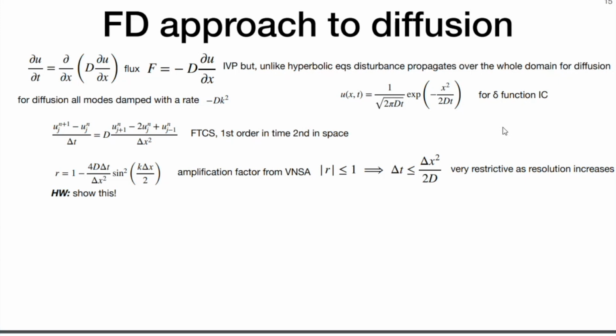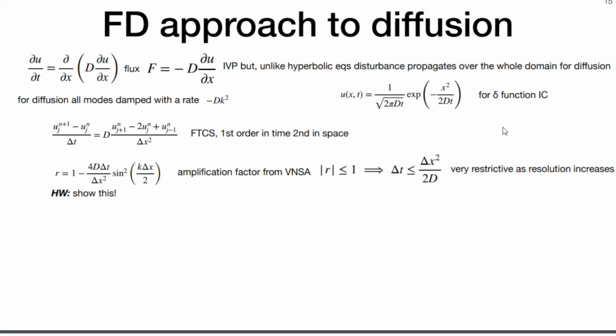Again, you can do the one-dimensional analysis. This is the amplification factor that you get. For diffusion, you know that all modes get damped rather than growing. So if the modulus of R is greater than 1, that's numerical instability.